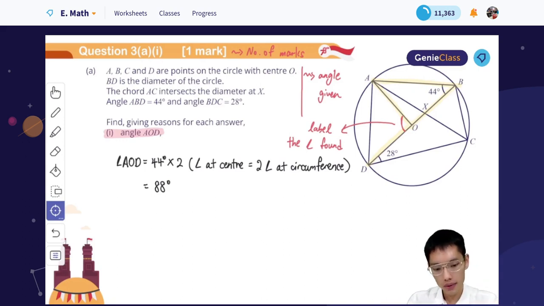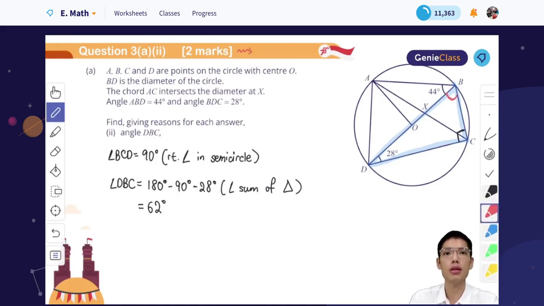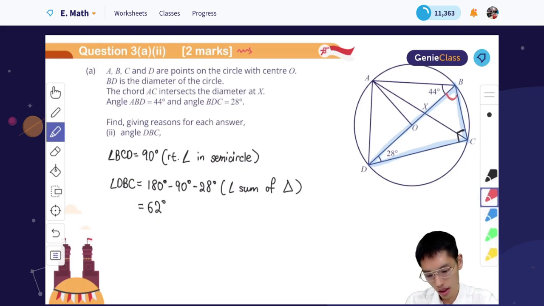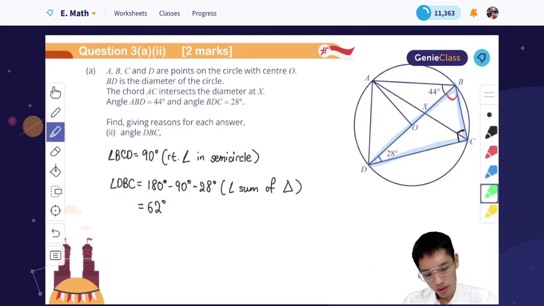Moving on, let's move on to 3A part 2. There are 2 marks, so that means I might need a little bit more to take a look at. So we know there are 2 marks, so let me erase this first.